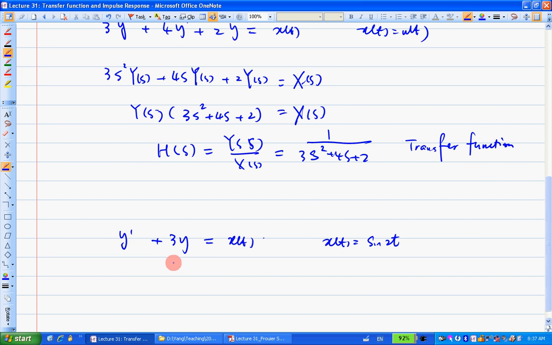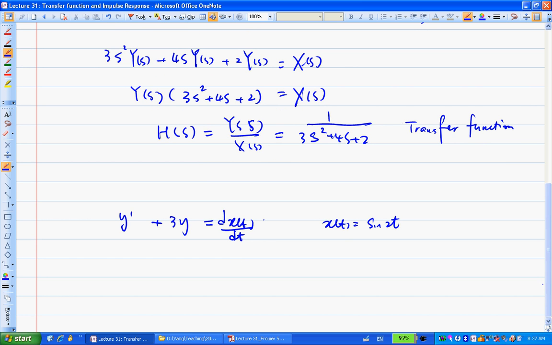Second one here, okay, transfer function. Let's say the transfer function for this system here. Maybe I'll change the system just slightly, just a little bit different. Okay, here's my system here, and this is the input. So what's the transfer function?